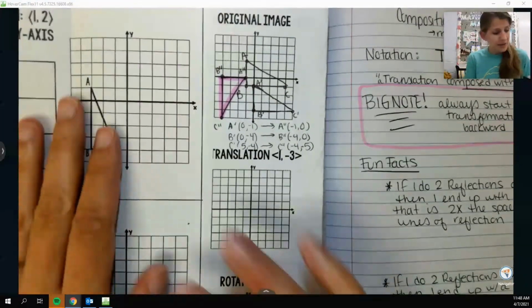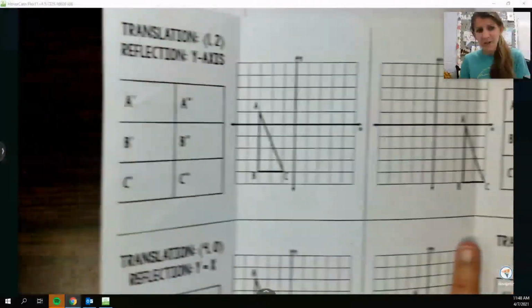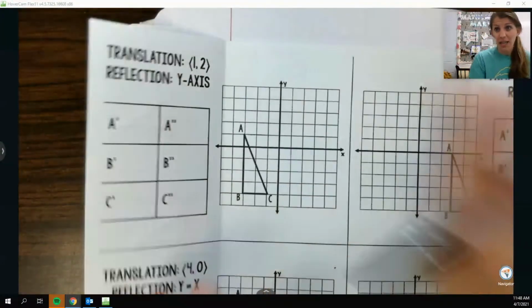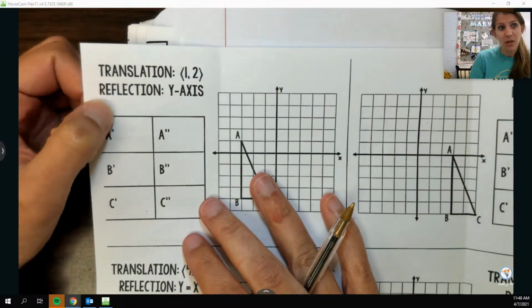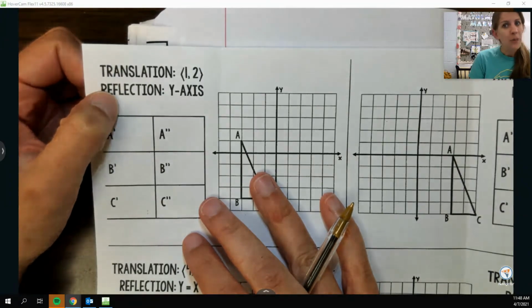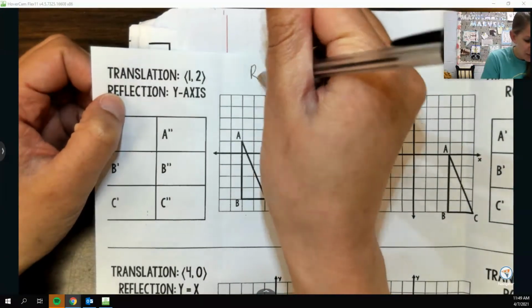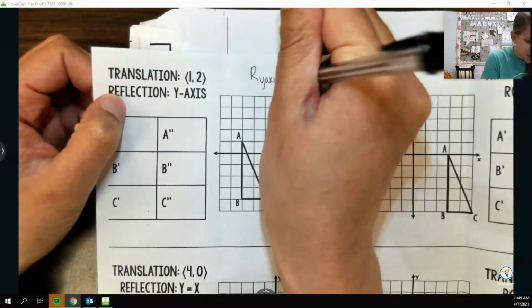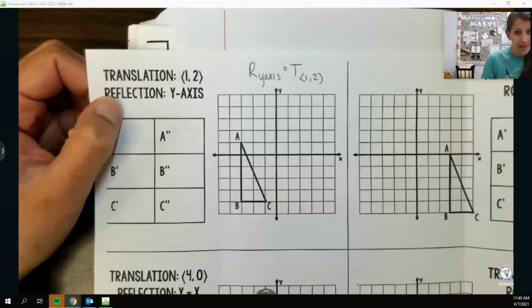Alrighty, let's try a few more. Now, the way that I've written these in here, it's not in correct notation. Because this is saying do a translation of 1, 2, and then a reflection of this, we're just going to go in that order. But if I were to write it in correct notation, I would actually have to say reflect the y-axis composed with this translation. And then I would do it in that order.